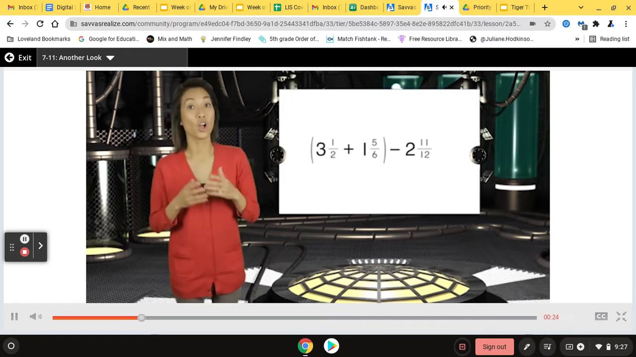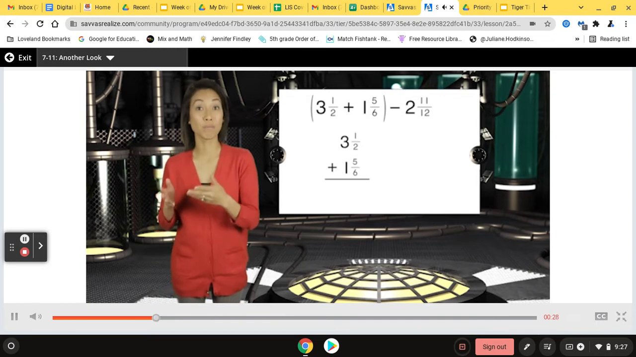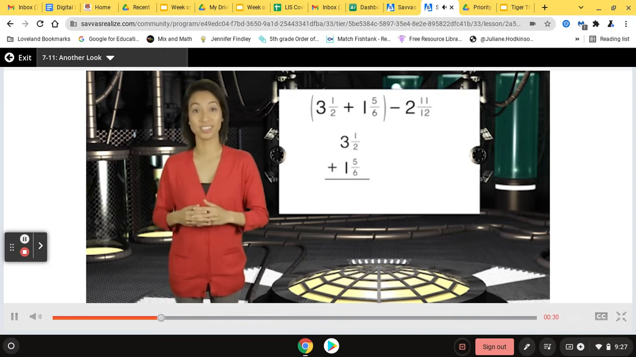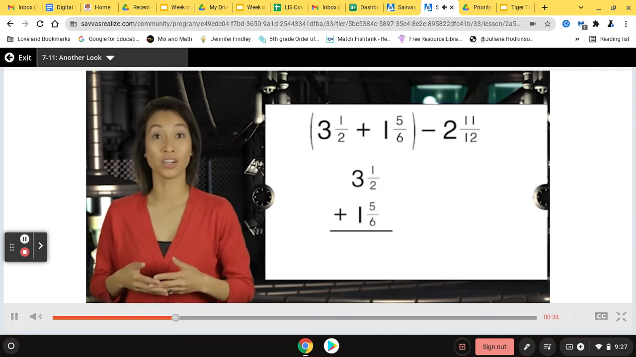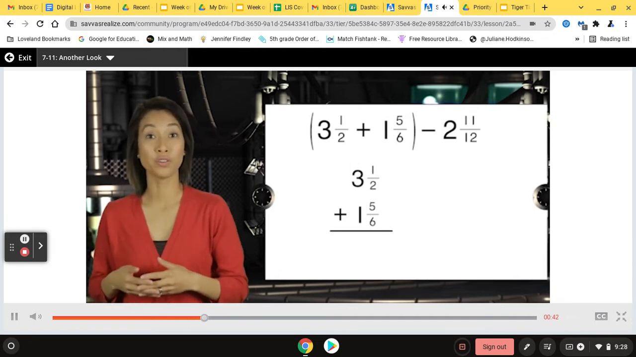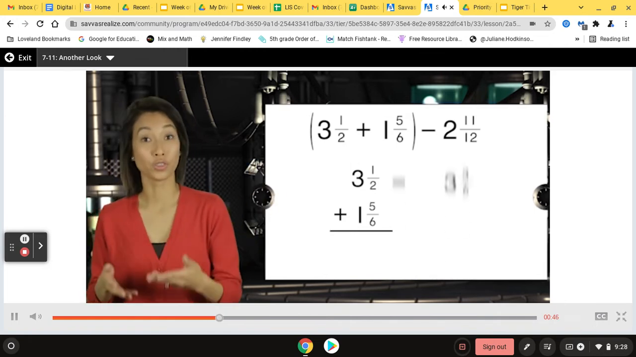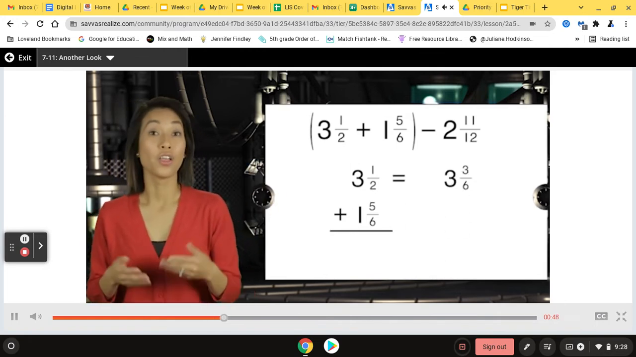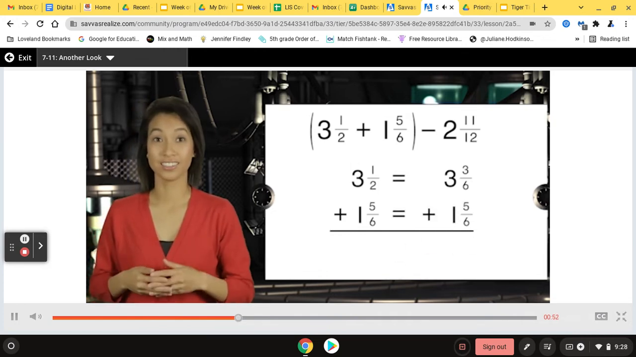Let's start by adding 3.5 plus 1 and 5/6, since that portion is inside the parentheses. Another reminder, you have to find a common denominator when you're adding and subtracting fractions. The common denominator of 2 and 6 is 6. So we will write the equivalent fraction for 3.5. 3.5 becomes 3 and 3/6. The other fraction already has a denominator of 6, so we will leave it as it is.